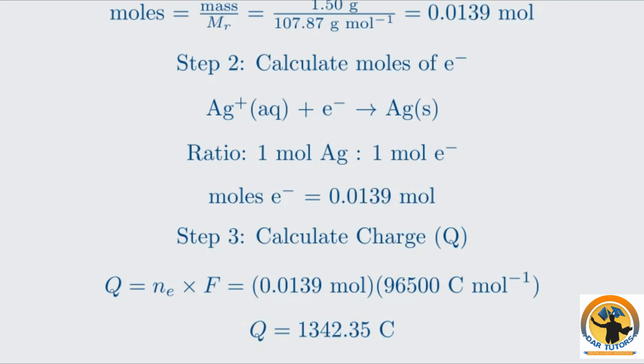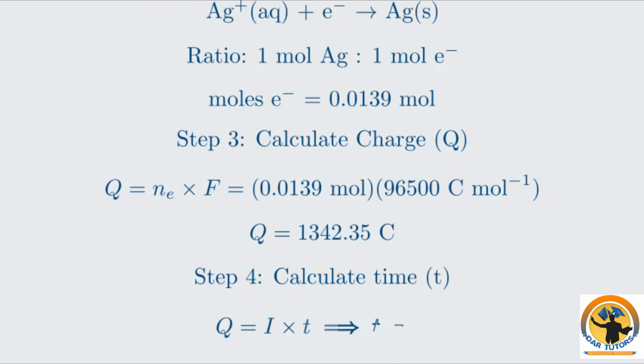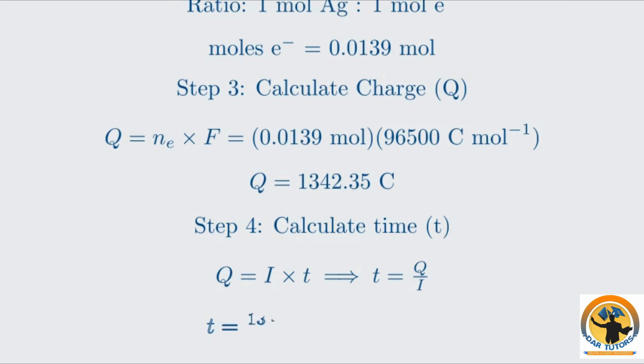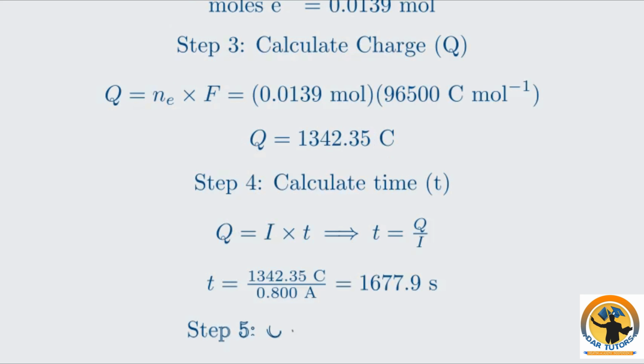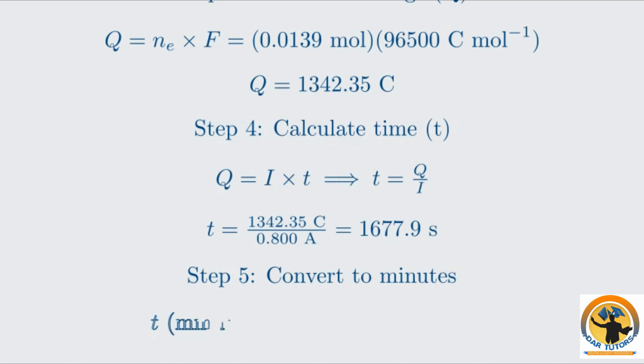Step 4 is to find the time in seconds. We use the formula Q equals I times t. Rearranging for t, we get t equals Q over I. So 1342.35 coulombs divided by 0.800 amperes gives 1677.9 seconds. The question asks for the answer in minutes. We just need one more conversion. Dividing 1677.9 seconds by 60 gives approximately 27.97 minutes. So, the electrolysis ran for about 28 minutes to deposit 1.5 grams of silver.